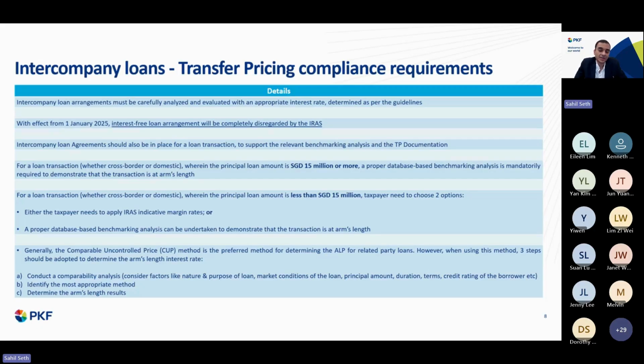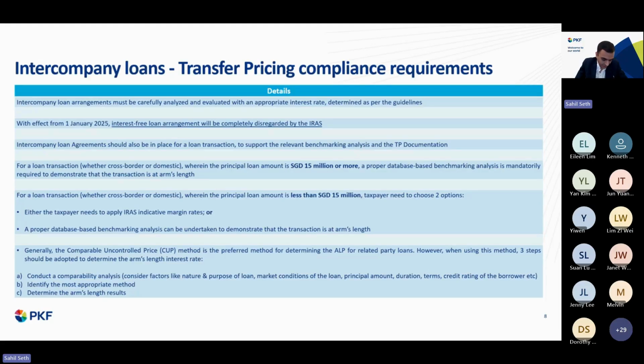So the most important is a loan benchmarking analysis. Then comes the transfer pricing document, right? To support the analysis, and preferably intercompany loan agreements should also be there, right? So the foremost are the benchmarking and the documentation, and then the loan agreements, because they also act as a cushioning effect to substantiate the benchmarking and the documentation, right?